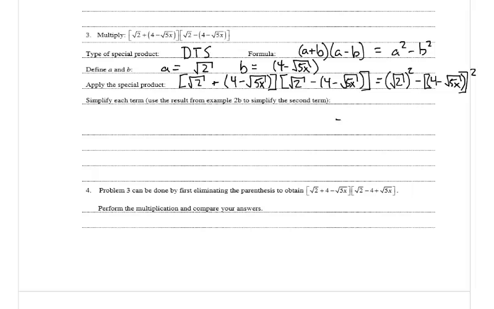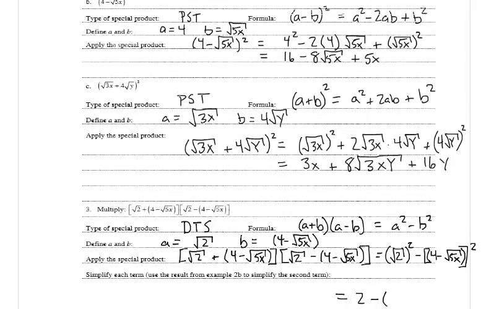And now it wants us to simplify each term, use the result from example 2b to simplify the second term. So we have the square root of 2 squared is equal to 2 minus, now it wants us to use example 2b because we've already done 4 minus the square root of 5x. So if we go back to 2b, we can see that 4 minus the square root of 5x squared is equal to 16 minus 8 square root of 5x plus 5x. So I'm going to write that in.